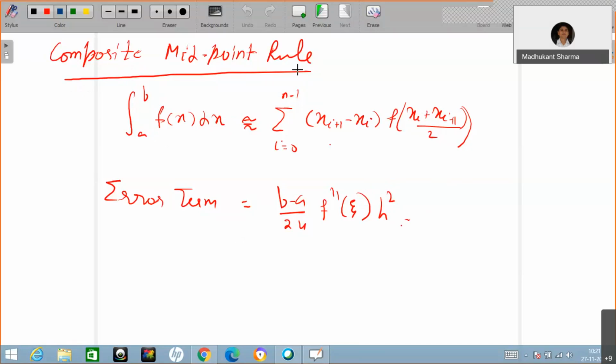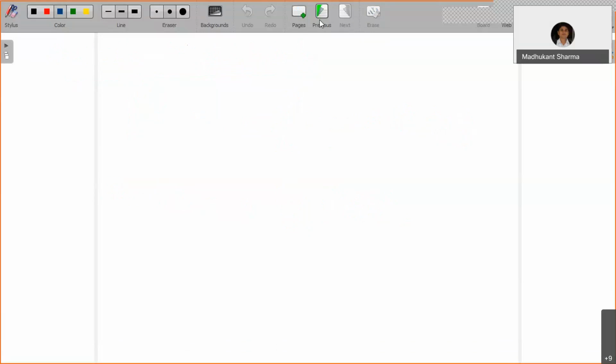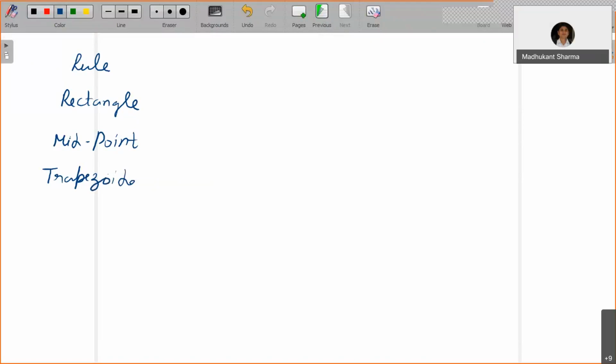So let me write some comparison here. If you use the rule, let's take the name of the rule. The first rule is, let's say, rectangle rule. Another rule is the midpoint rule, and what other rule we have learned is the trapezoidal rule. And then we have learned Simpson's, which is indeed called Simpson's 1/3 rule.